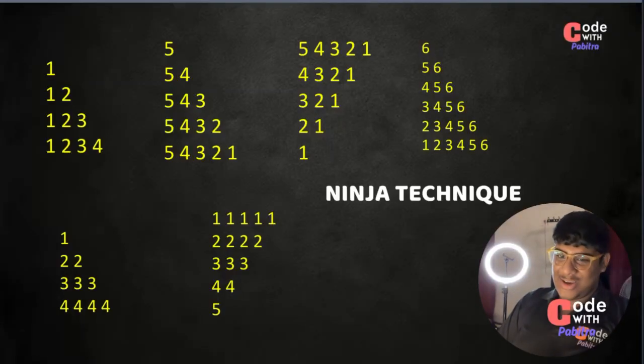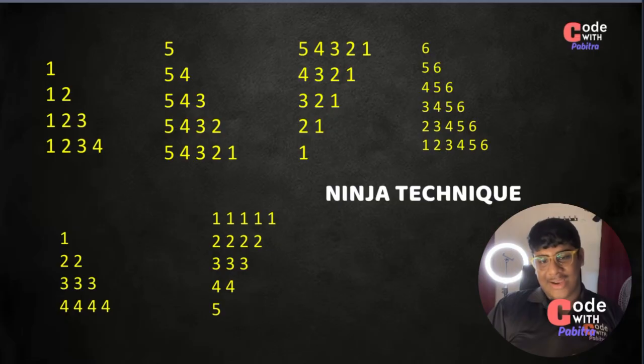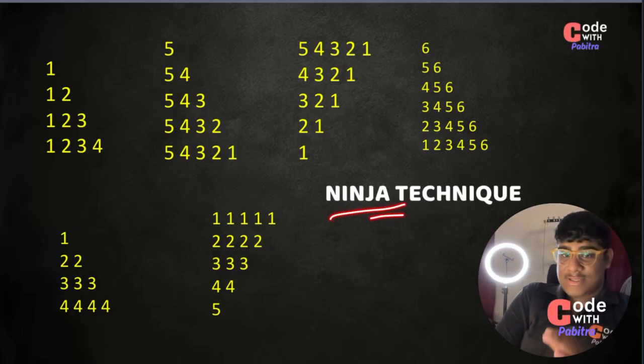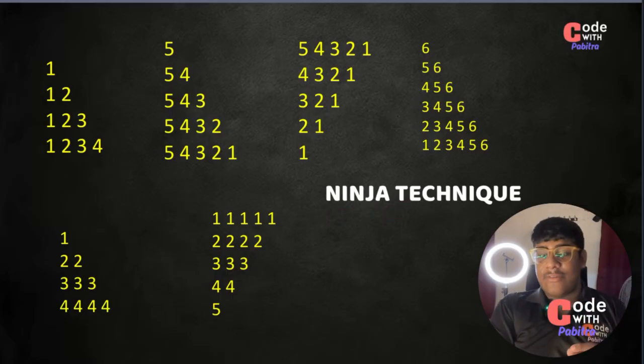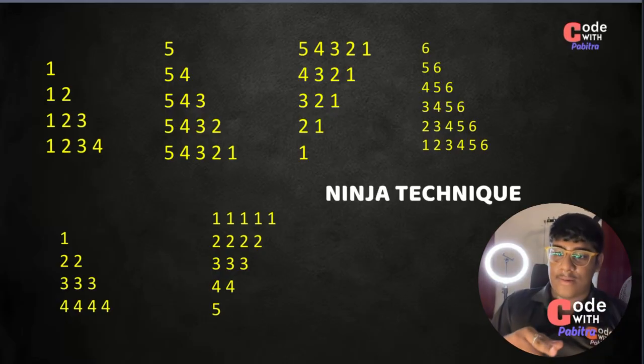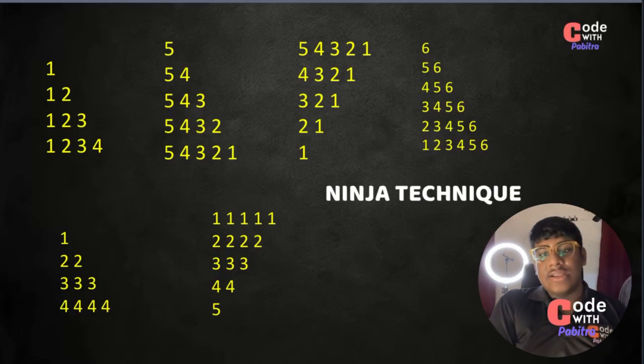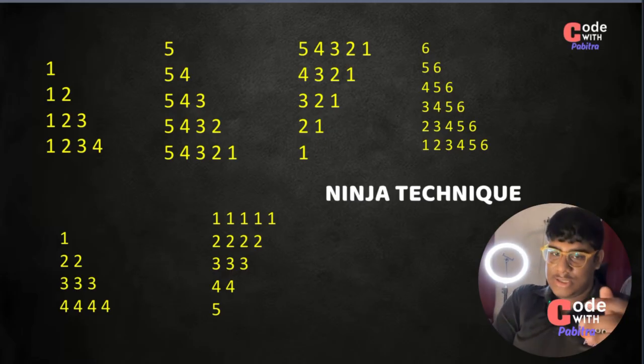Today in this lecture, I will show you how to solve patterns in less than 5 minutes. You can name this technique the ninja technique, just for fun, because this technique will let you solve any kind of pattern, complex, beginner level, intermediate level, anything, in just less than 5 minutes.